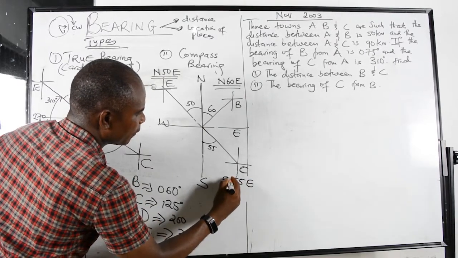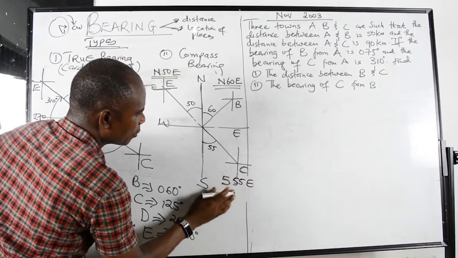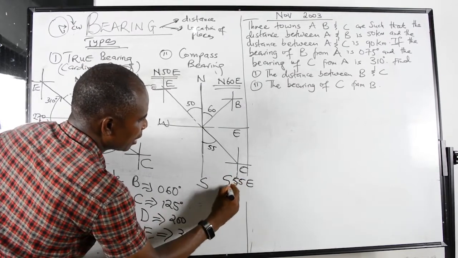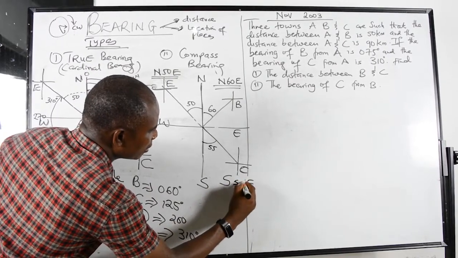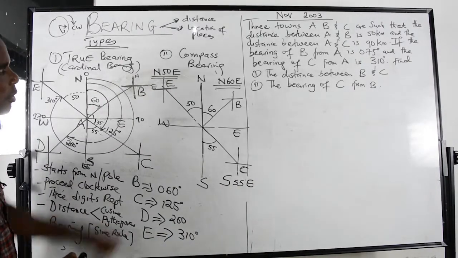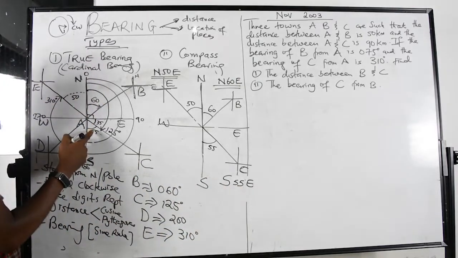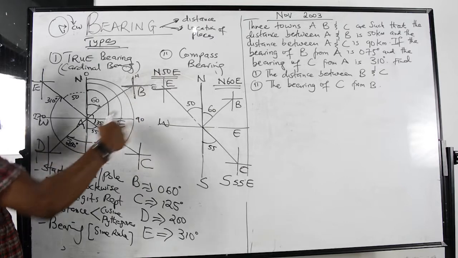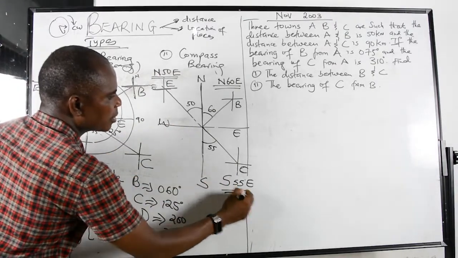South 55. Sorry, this is south. The 5 and the S are the same. Let me write it in small form, so you understand the difference between the south and the number 5, 55. So 55, that is here. This is south 55 degrees towards the east. I'm going towards the east that way. So that is how I'll locate this point C.